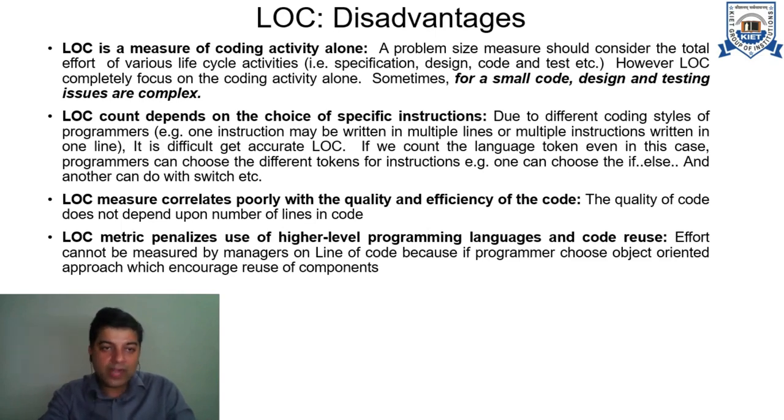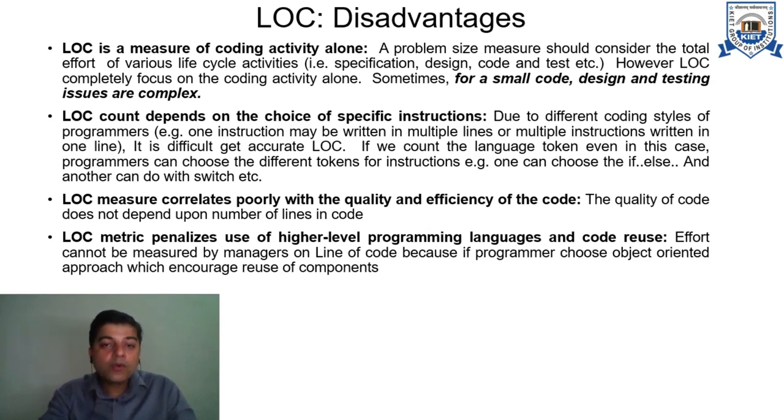The lines of code that will be delivered depend on the choice of specific instructions by a programmer. One programmer may code in 100 lines of code, and the same thing can be coded by somebody else in 40 to 50 lines of code. So the one who used 100 lines of code will be expected to have put more effort, more resources in order to generate that code as per this particular metric, LOC.